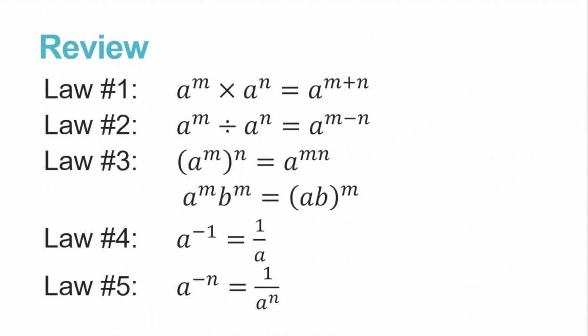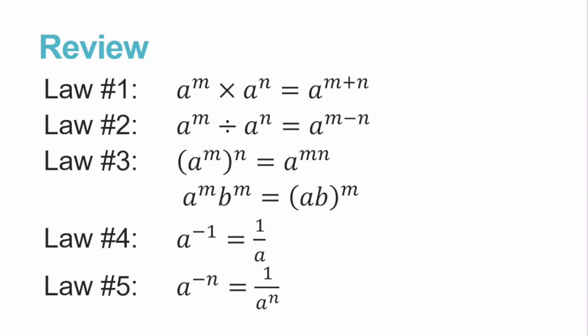So, quick review. Last lesson we talked about the different laws of indices. Our first law: when we multiply any number with the same variable but a different exponent, you simply add the exponents to get the answer. On our second law, when we divide with the same base, we simply subtract the exponents. On our third law, if we have an exponent inside and an exponent outside the parenthesis, you simply multiply the exponents.